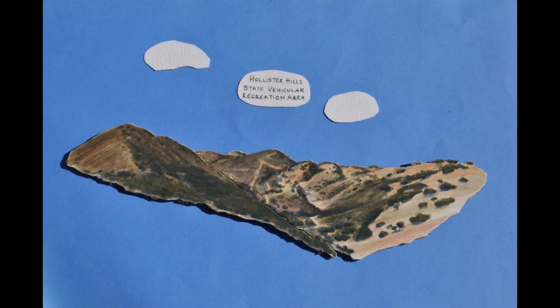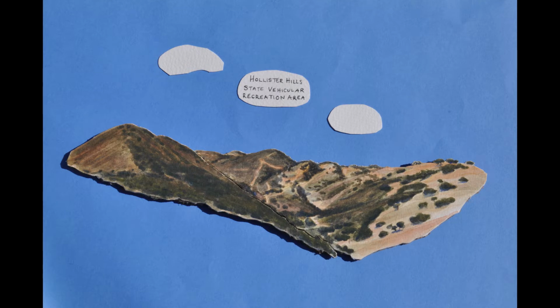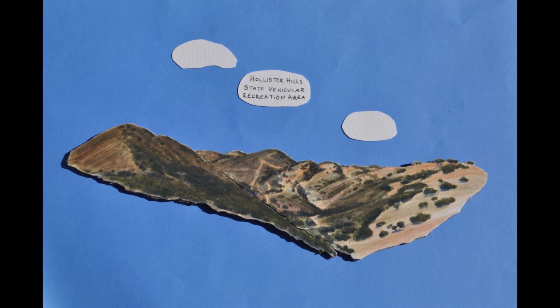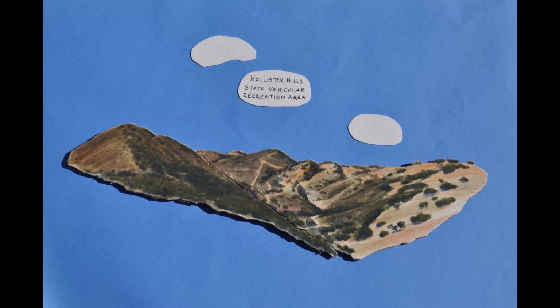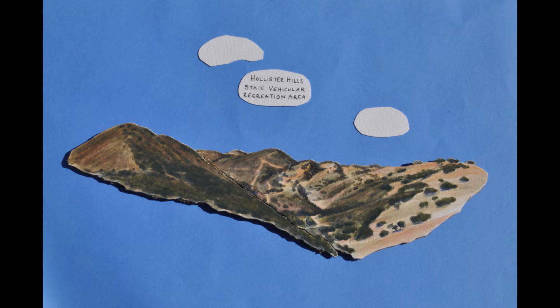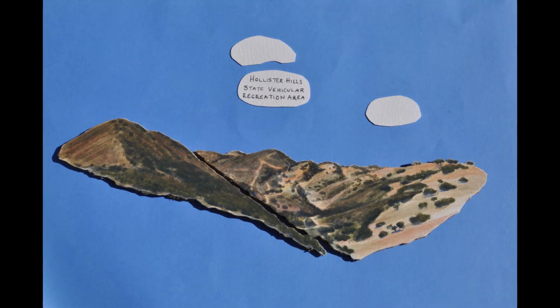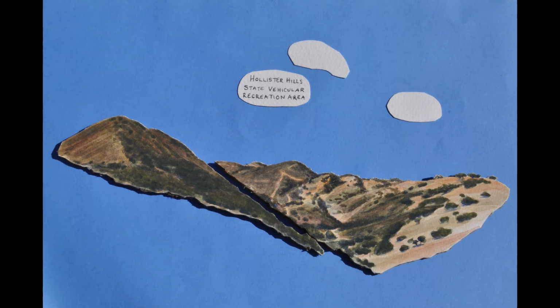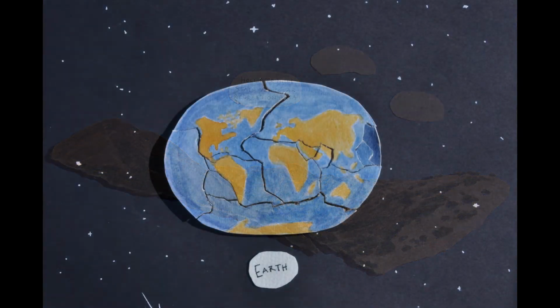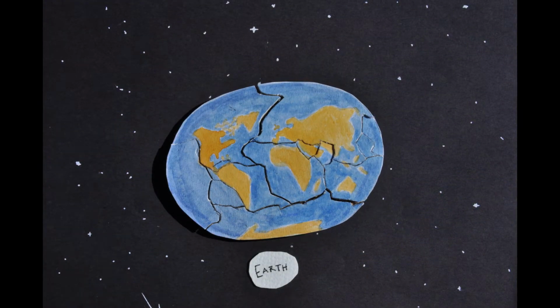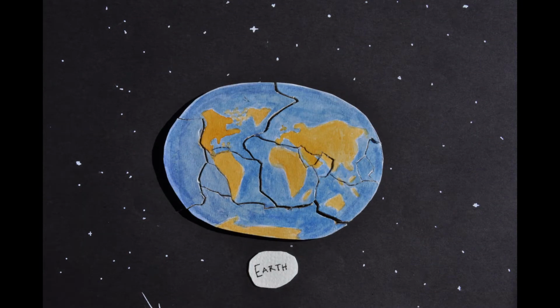Hollister Hills State Vehicular Recreation Area, located in the Gabilan Mountains, parallel to California's central coast, consists of two distinct landscapes, each side allowing for different types of activity. The distinction between the two sides is the result of moving tectonic plates. Let me explain. The Earth's crust is made up of a patchwork of tectonic plates.